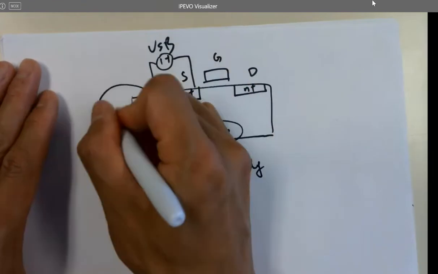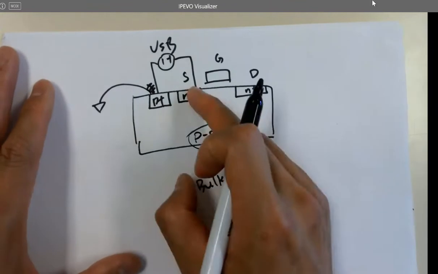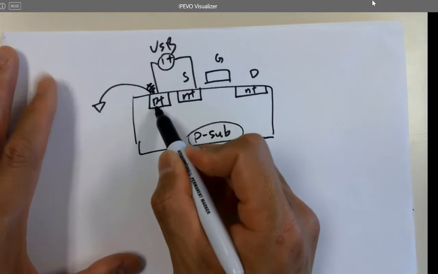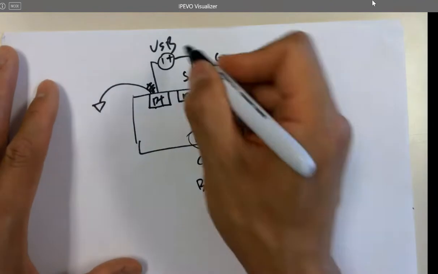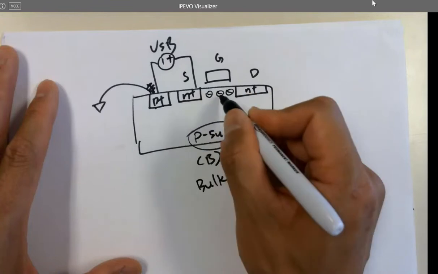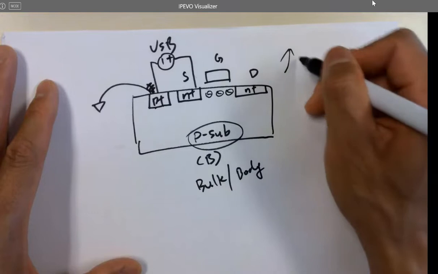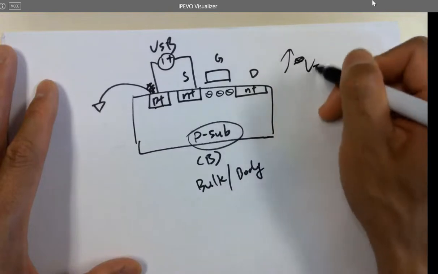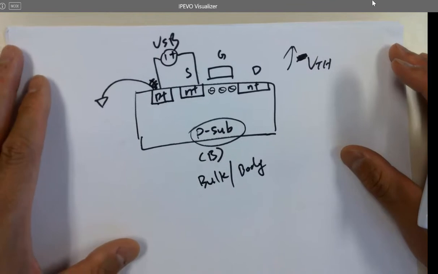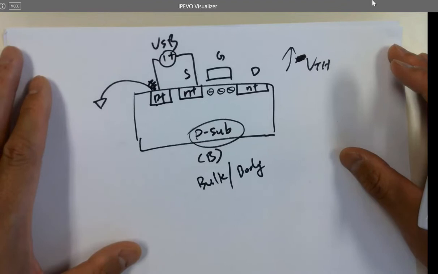Because this is always shorted to the ground, right? And if the source has a higher potential compared to here, then what's going to happen is this one is going to attract the electrons away from the channel, so it takes more effort to turn on the channel, so we'll increase the VTH for this NMOS transistor. The threshold voltage will be higher. All right, that's called body effect.